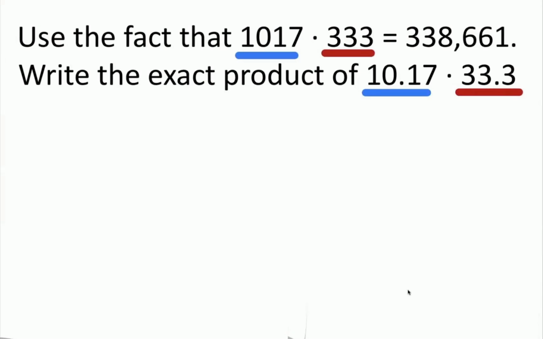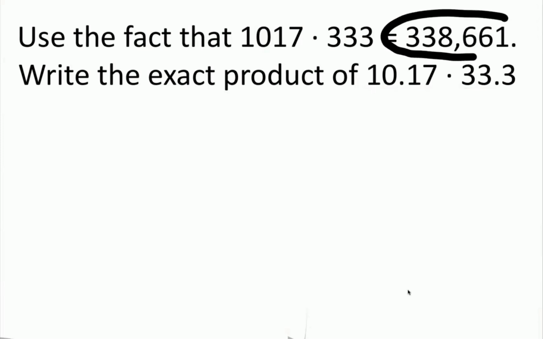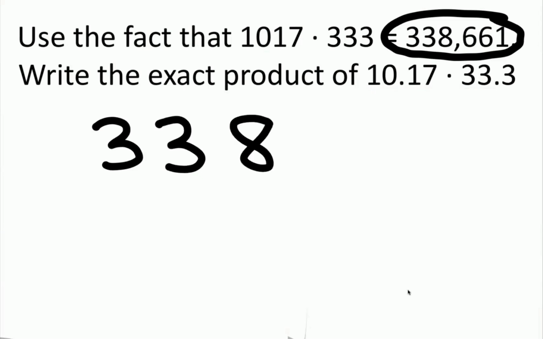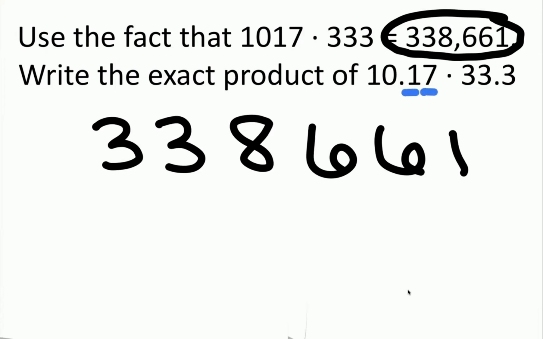So if we have all the same numbers, but our place value has changed with some decimals, what we can do is take the answer they gave us. Let's just write out our digits nice and neat: 338661, don't include the comma. And then to figure out what the product is whenever the place value changes with decimals, we're going to count how many numbers are to the right of the decimal. So if you are right-handed, it's in that direction. So we have 1, 2. 2 numbers are to the right of the decimal in this number.